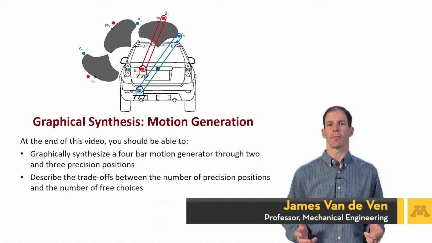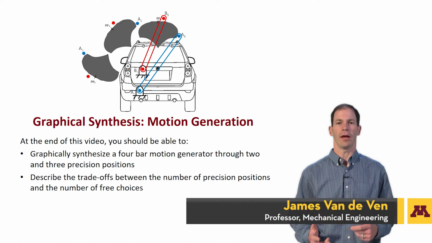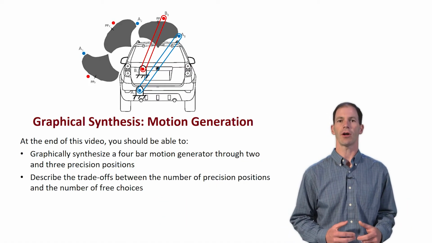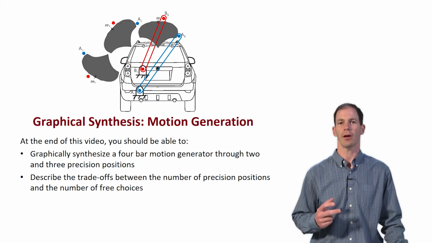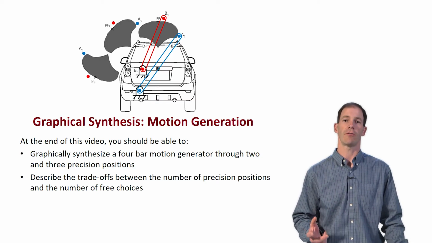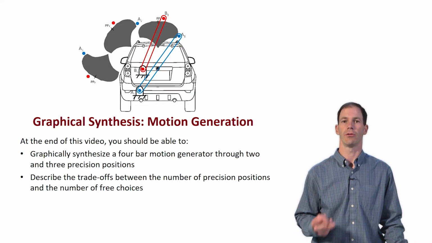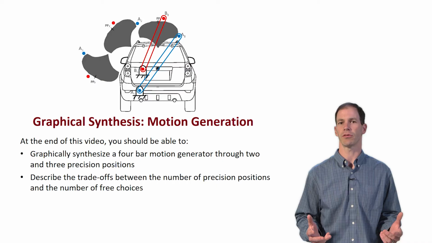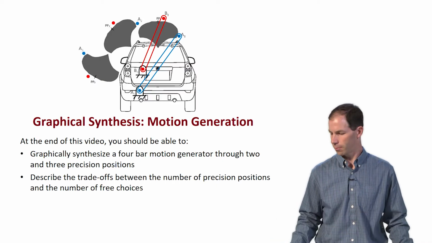So in this video lecture, I'm going to talk about motion generation and graphical approaches to that. We're going to start off with the simplest case, which is where we pick our moving pivots and then solve where our ground pivots will be. We'll start off doing this with just 2 positions, we'll move on to 3 positions, and then talk about some of the trade-offs as we add more precision positions.